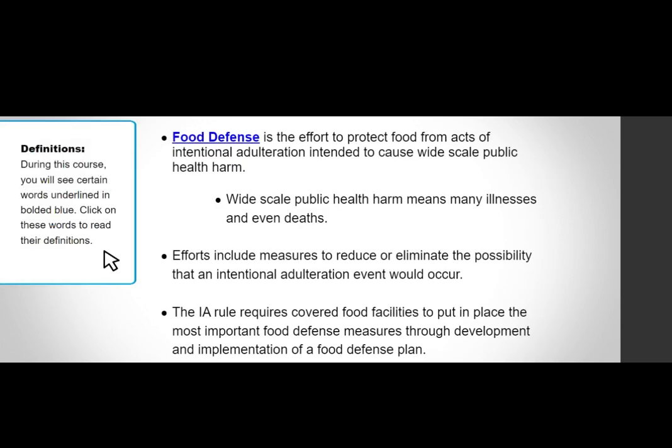Food defense is the effort to protect food from acts of intentional adulteration intended to cause wide-scale public health harm. These efforts include measures to reduce or eliminate the possibility that an intentional adulteration event would occur. There are many measures that can be implemented for food defense purposes, but the IA Rule requires covered food facilities to institute the most important food defense measures through the development and implementation of a food defense plan.